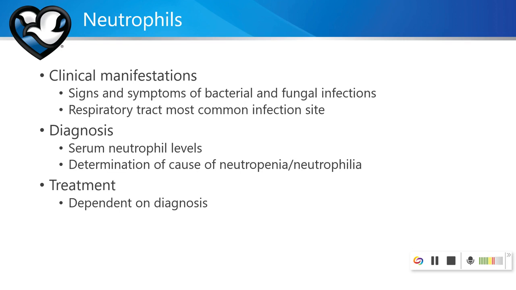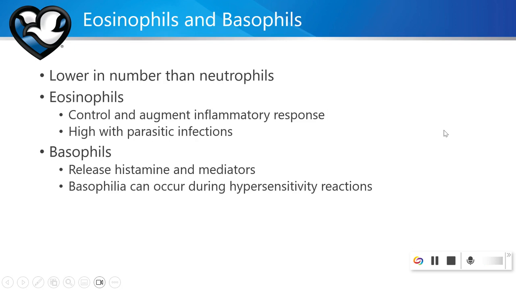Clinical manifestations of neutropenia initially include signs and symptoms of bacterial and fungal infections, and the respiratory tract is the most common site of infection. Mouth ulcerations are also commonly associated, as well as ulcerations to other areas including skin, vagina, and the GI tract. Diagnosis and treatment revolves around the need to determine why the patient is neutropenic or neutrophilic. A bone marrow biopsy may be needed, and treatment is guided by diagnosis.